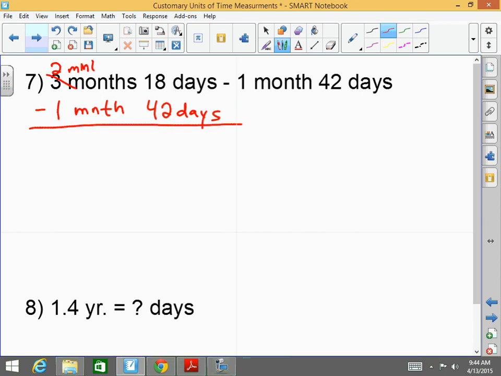I'm going to borrow a month, and I'm going to add that month to days. How many days in a month? 30. Now, some of you may say, wait a second, some have 31. But on average, we go ahead and say that it's 30. So we add 30, which becomes now 48 days. So 48 minus 42, we got 6 days and 1 month.